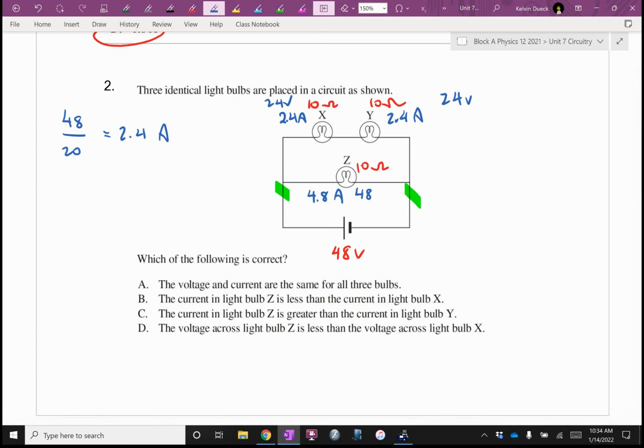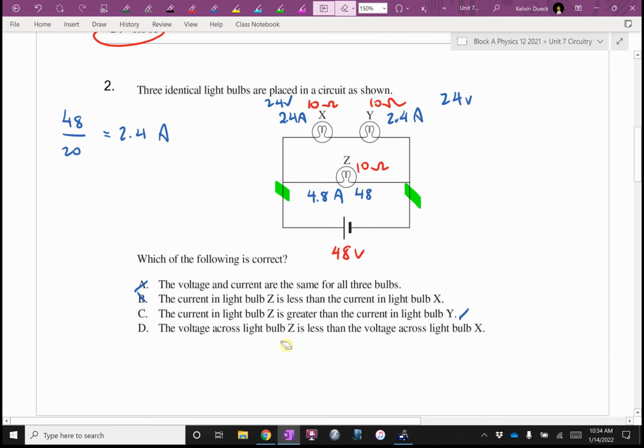Now, I've got some numbers, and I'm going to just cross out and check mark answers that I like or dislike. The voltage and current, no. The current in light bulb Z is less than the current in light bulb X. Is 4.8 less than 2.4? Nope. The current in bulb Z is greater than the current in light bulb Y. I agree with that. I'm not going to circle it yet because maybe there's a better answer, or maybe I've made a sloppy reading mistake.